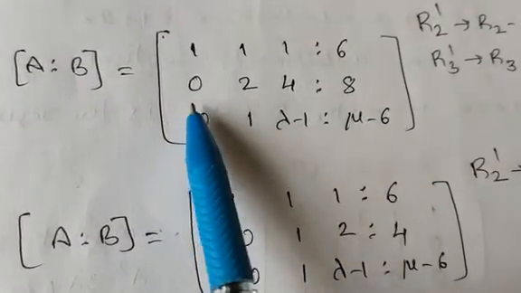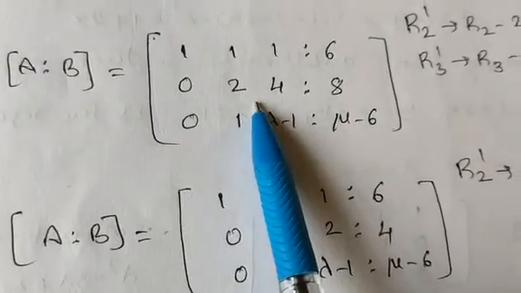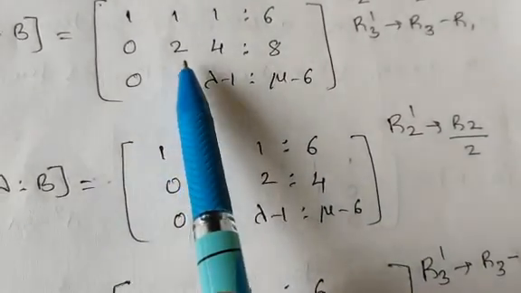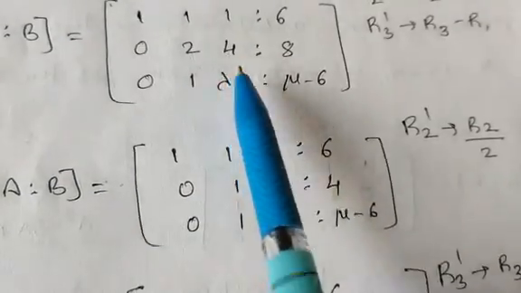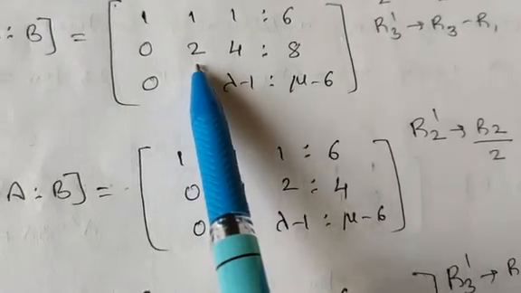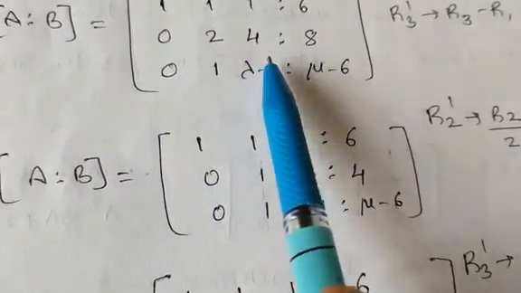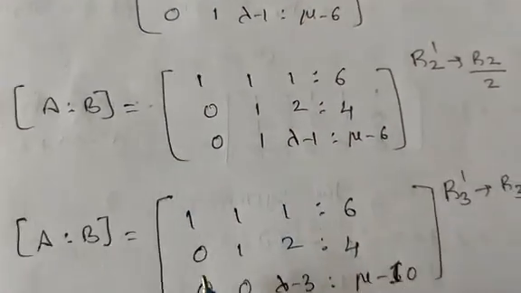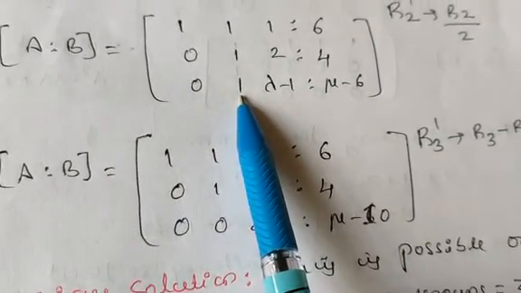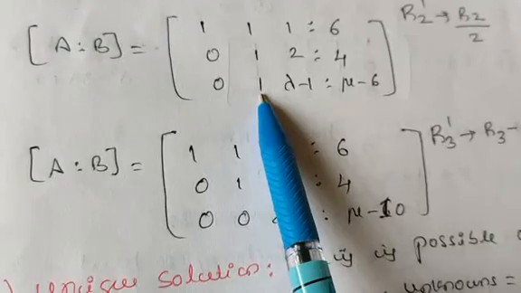Next we can make this one 0. For that let us divide R2 by 2. Then we will get the first row as it is. Second row, dividing by 2, is 0, 1, 4 by 2 is 2, 8 by 4 is 2. Why we have divided: to make it 1. It is possible here, so we have divided. Third row again as it is. Now we can make this element 0. This is all about converting this into echelon form.